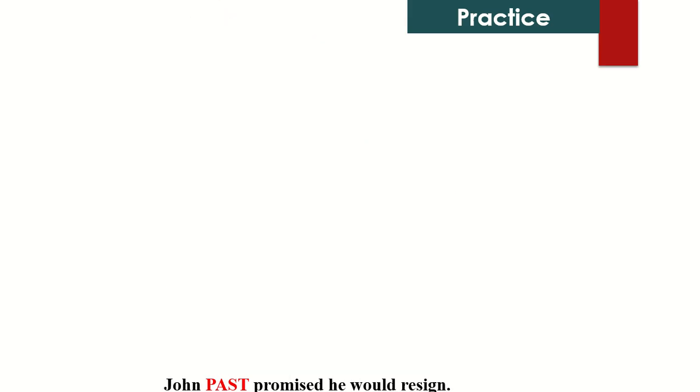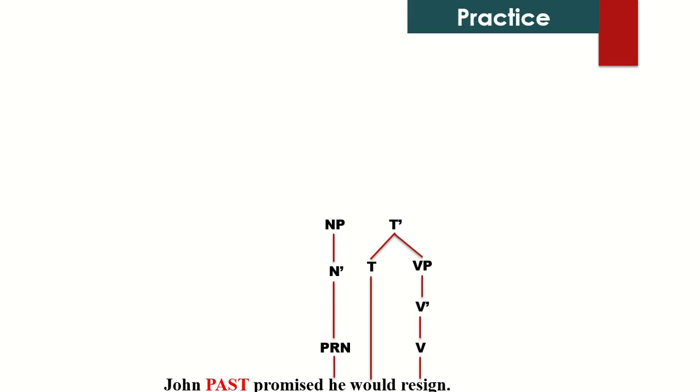Another sentence, John promised he would resign. So here you can say John promised that he would resign or he would resign. If we don't have that, we don't have a CP. No need to project it as an empty symbol. If you wish to do it, it's fine. So resign is a verb phrase where we have just the verb, so V bar, VP. Here the tense is would, the modal would, so T with VP together we have T bar. The subject is a pronoun, so pronoun, N bar, NP, and we have the TP.